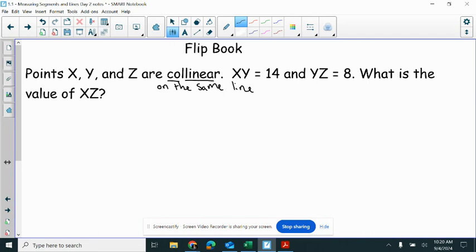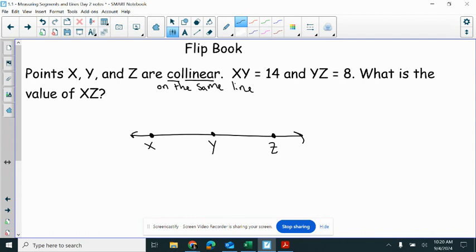So in geometry, you always want to draw a picture whenever they give you some information. If they talk about a line, a segment, a triangle, an angle, whatever they're telling you about, you always want to draw a picture for it. So I'm going to draw these three letters on the same line. And then I'm going to add based on whatever they tell me.